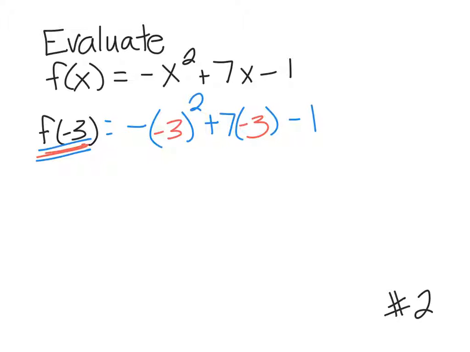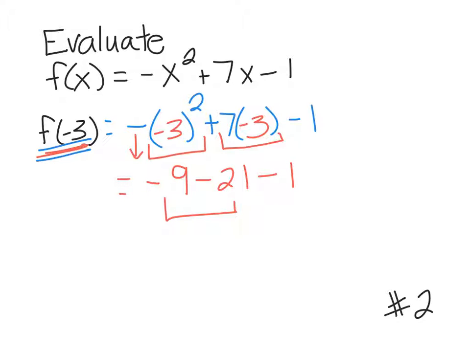So now it's just order of operations. I've got to do my exponents first. -3 times -3 is a +9. Bring down the negative. Multiply, I get -21 minus 1. If I put those two together, I get -30 minus 1. Therefore, my answer is -31.